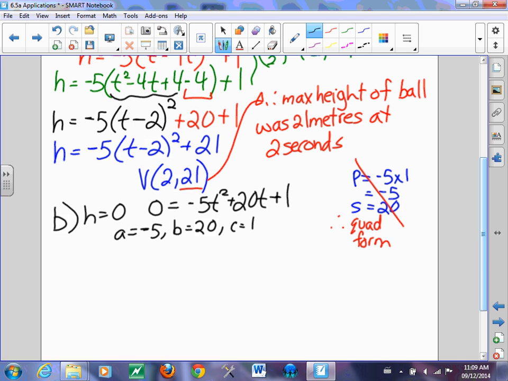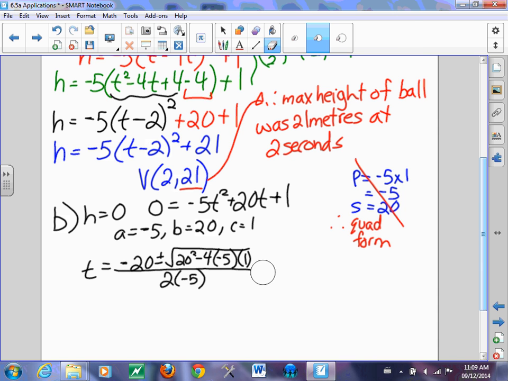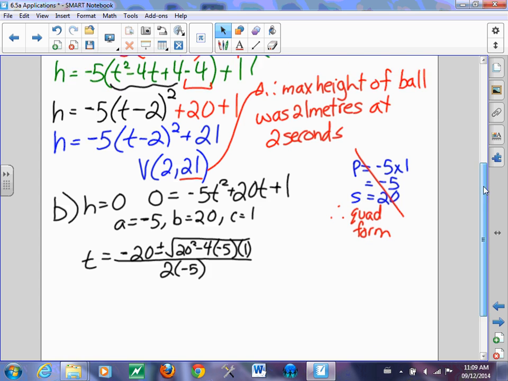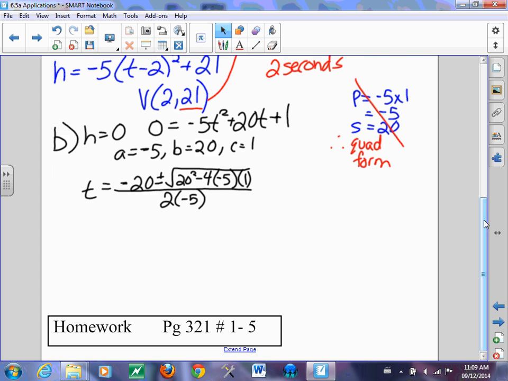Instead of x, folks, we got t this time. So t equals negative 20 plus or minus the square root of 20 squared minus 4 times a, which is negative 5, times c, which is 1, all divided by 2 times a. Okay, let's go to simplify this. I'm just going to get my fraction looking better. Oh, I'm going to need more room here for sure.